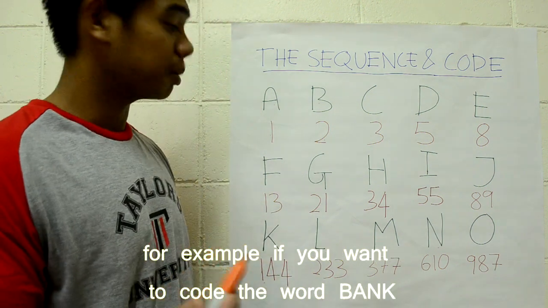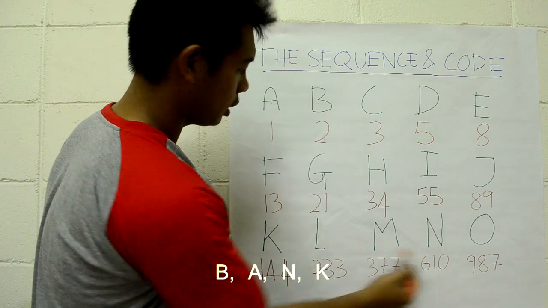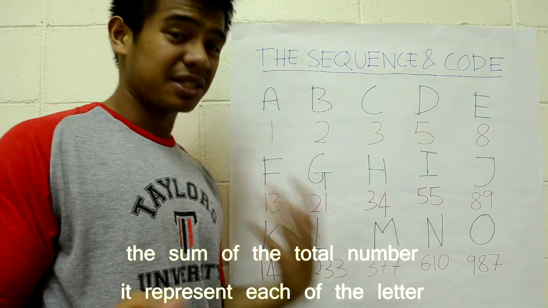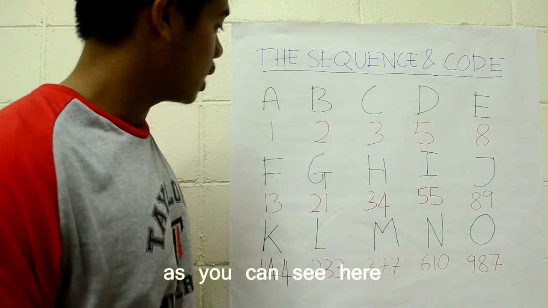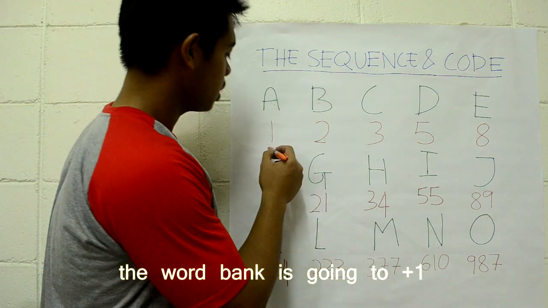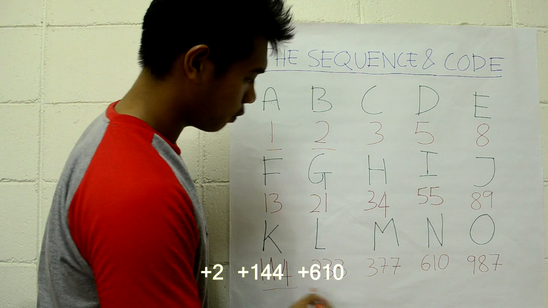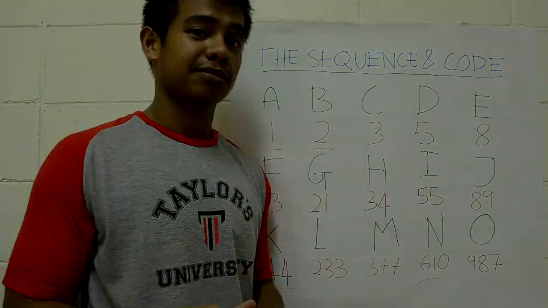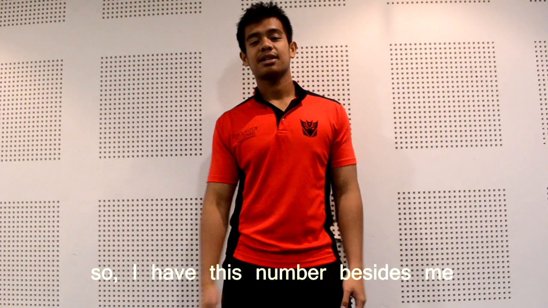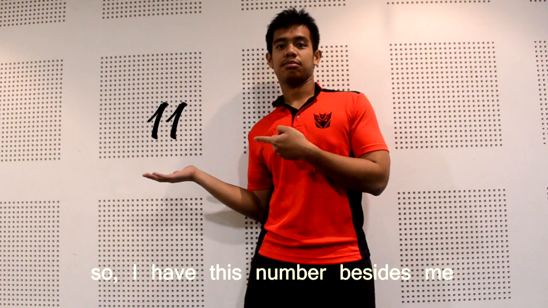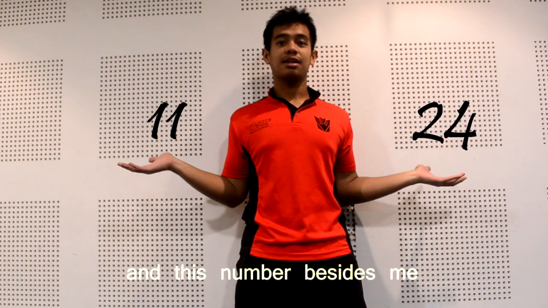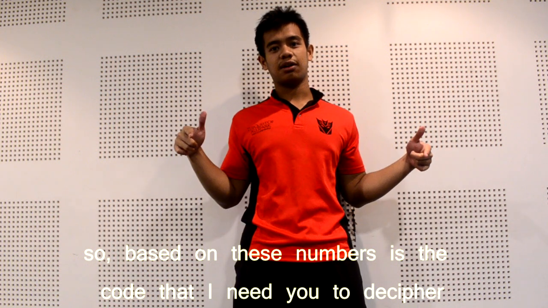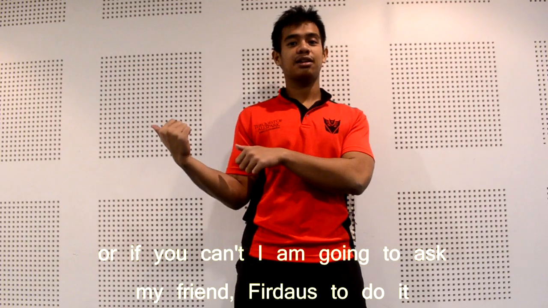For example, if you want to code the word bank, B-A-N-K, the code is the sum of the numbers that represent each of the letters. As you can see here, for the word bank, it's 1 plus 2 plus 144 plus 610. The total of those numbers is the code of the word bank. Okay, so now we're here. I have this number beside me and this number beside me. These numbers are the code that I need you to decipher. Or if you can't, I'm going to ask my friend Fiddles to do it.